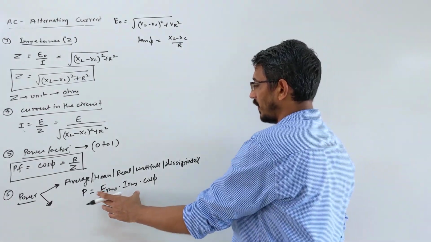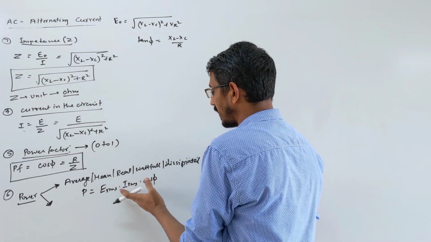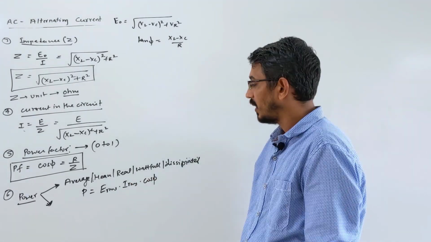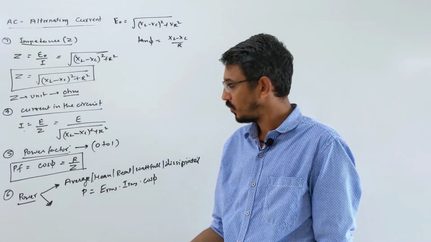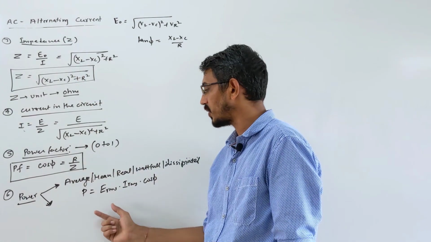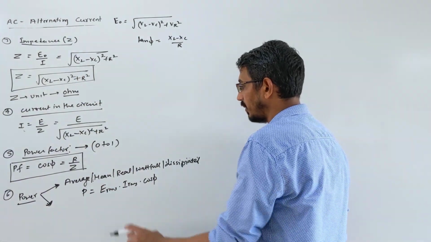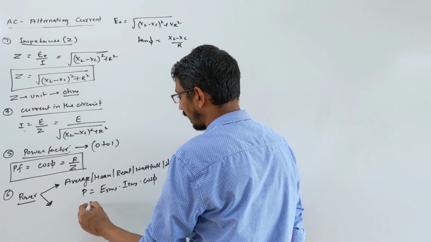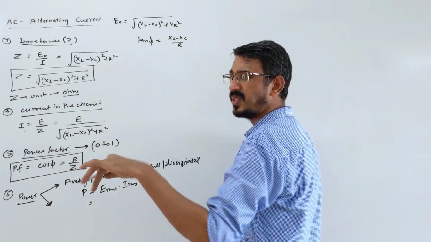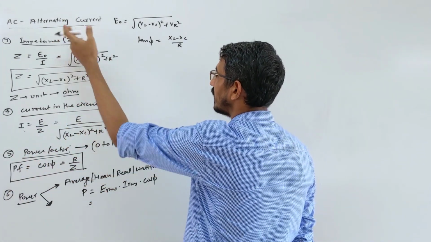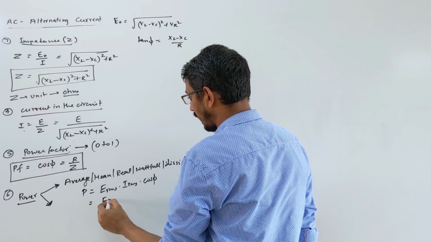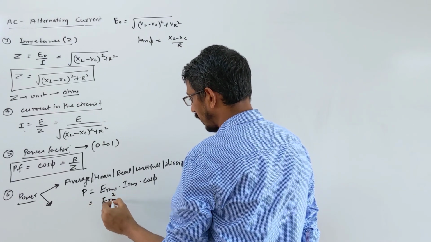Listen here. This formula, look here, E RMS, I RMS into cos phi. Like just E into I, that's called power. So you can write it in terms of Z also, in terms of current and voltage. Look, E into I you can also write like E square by R, if the resistance is there. So here, E square by what? Z.